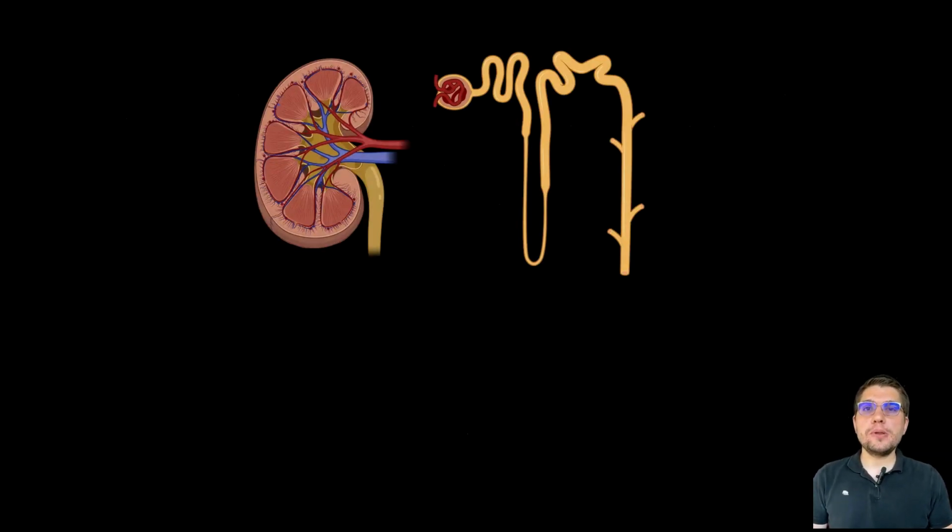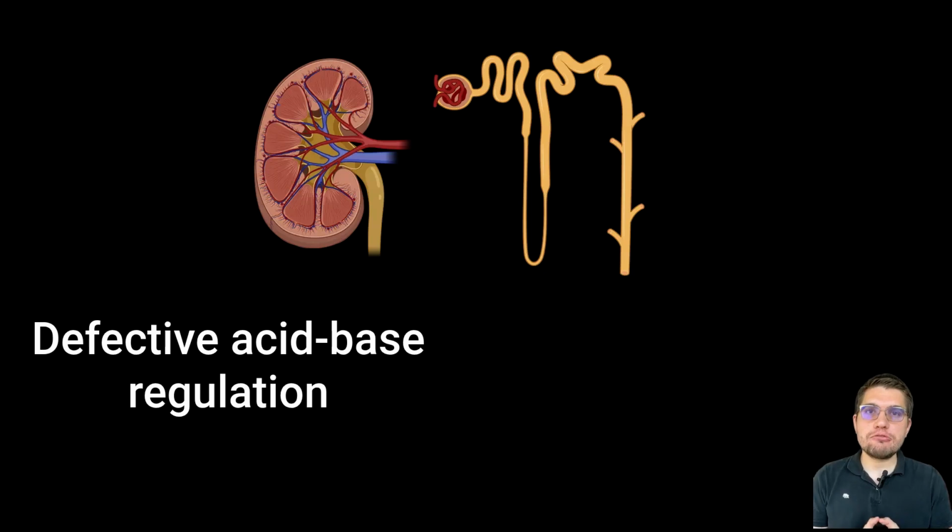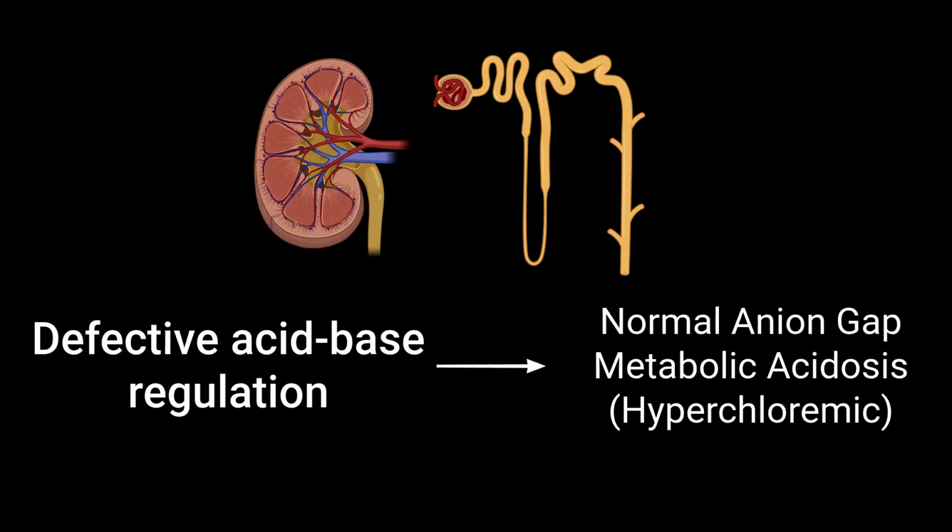In this video, we're discussing renal tubular acidosis or RTA and its effects on potassium levels. First, let's start with the basics. Renal tubular acidosis refers to a group of kidney disorders characterized by defective renal acid-base regulation. This defect results in metabolic acidosis, specifically normal anion gap or hyperkalemic metabolic acidosis.